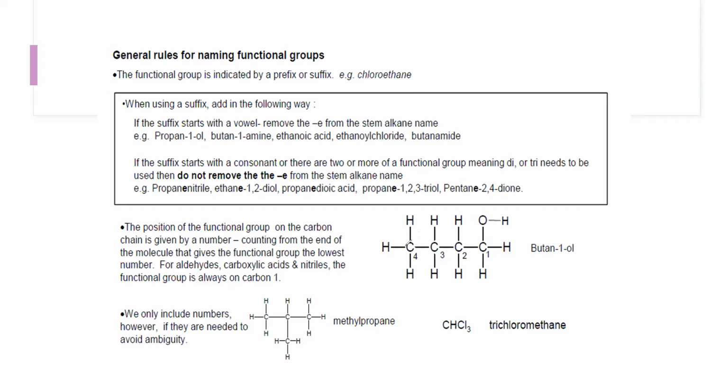So when we count here 1, 2, 3, 4, the OH is at the fourth position. If we count from here, 1, 2, 3 and 4, the OH is at the first position. So there are 4 carbons, but they have a single bond, and because OH is attached to the first carbon, and whenever OH is there, that is called an alcohol, and for an alcohol the name should end in OL. So it is butan-1-ol.